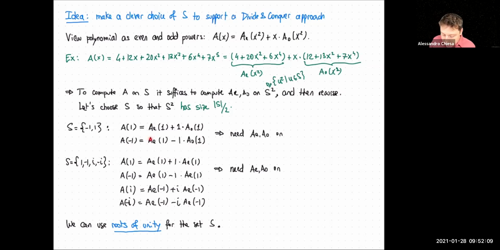But notice that across these two things, I only need A even and A odd on what set? Just one, right? I only need it to be the set S squared, which is now 1. The -1 went away, okay? Because -1 and 1 have the same square. So it's interesting, right? If I want to evaluate A on the 2 points 1 and -1, all I really need to worry about is evaluating the two polynomials of half the degree on the single point 1.